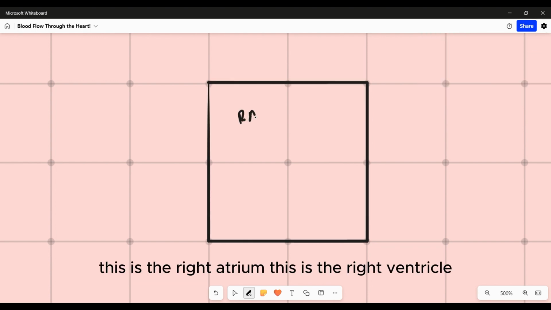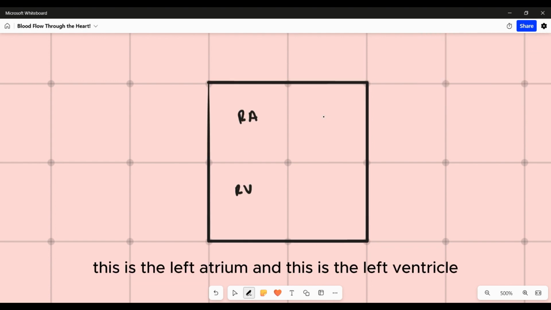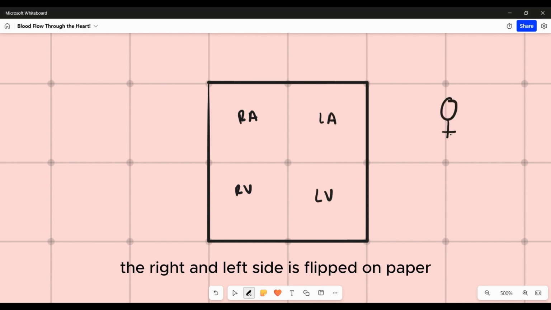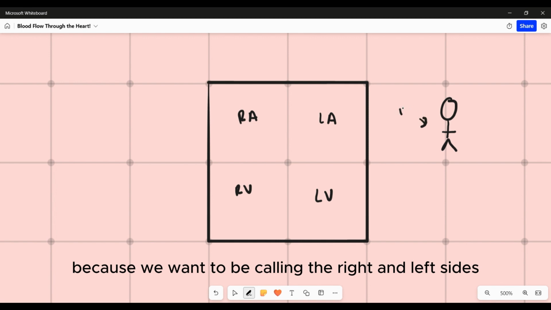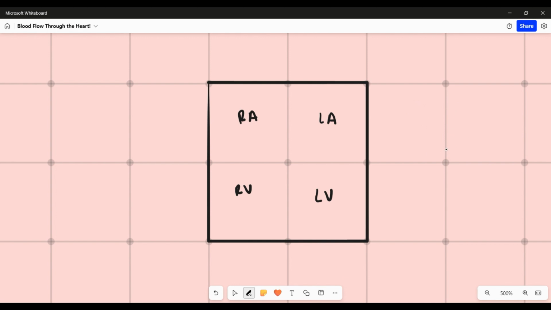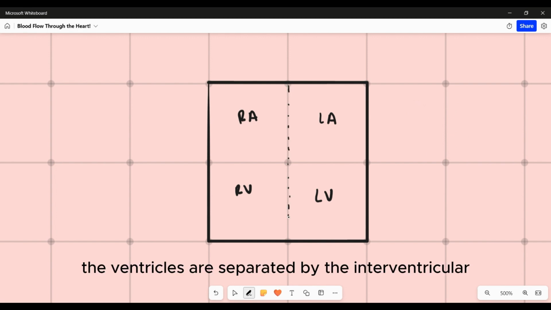This is the right atrium, this is the right ventricle, this is the left atrium, and this is the left ventricle. The right and left side is flipped on paper because we want to be calling the right and left sides what it would be on a person, like in human anatomical position. The atria are separated by a wall called the interatrial septum, and the ventricles are separated by the interventricular septum.